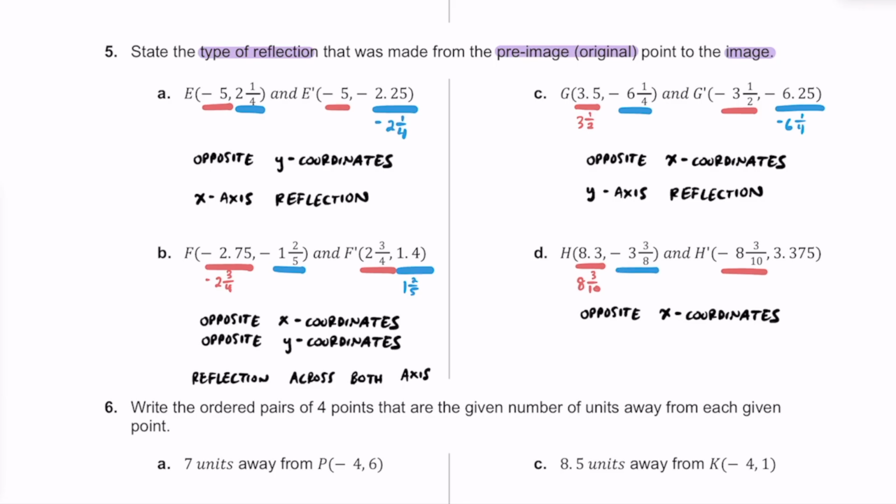And then if we take a look at this -3 3/8 and this +3 3/8, well, these are definitely opposites here. But this 3 3/8 is the same thing as this 3.375. So you can go ahead and do the division to check that. But you can see that these are actually also opposite values. So we also have opposite Y coordinates. So if we have both opposite X and opposite Y coordinates, then we must know that H to H prime, or the pre-image to the image, must have been a reflection across both axes.